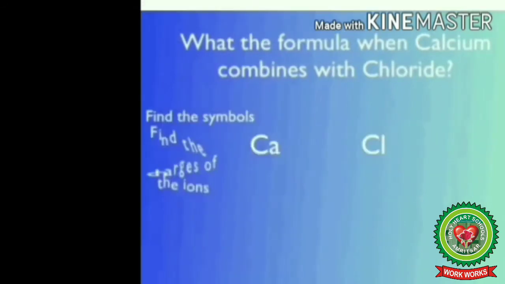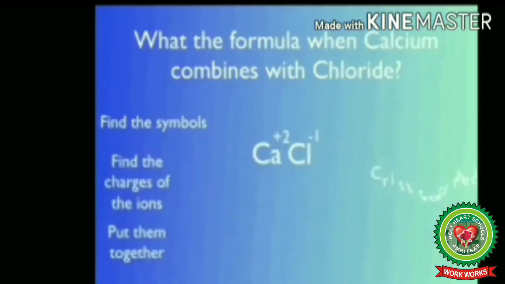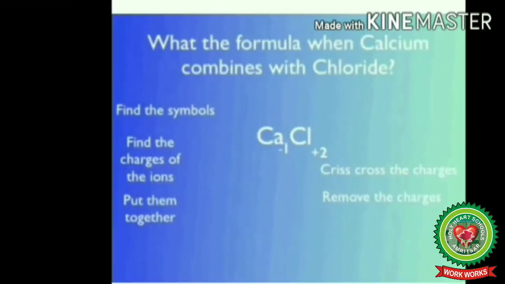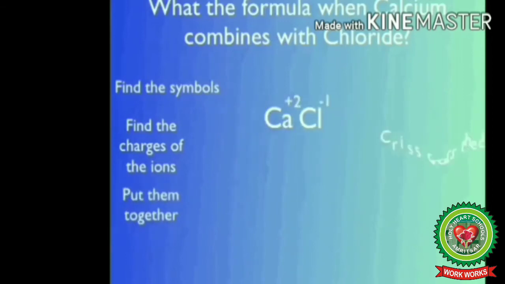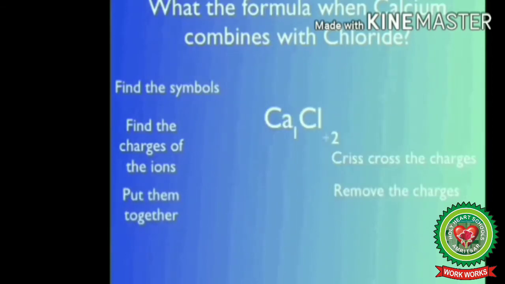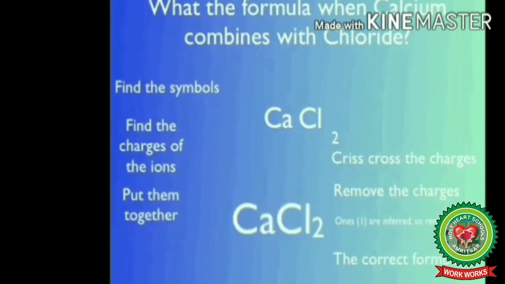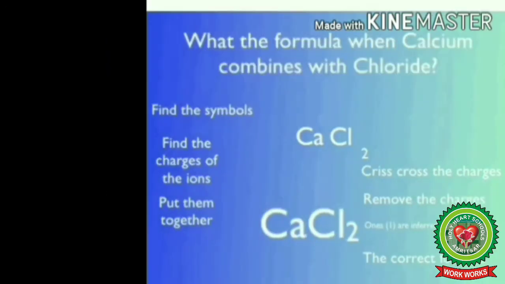One more example we will discuss. What's the formula when calcium combines with chloride? First, write the symbols of calcium and chlorine and write the charges of the ions, that is calcium +2 and chloride ion -1. Students, we interchange the valencies of calcium and chloride ions to get the formula CaCl2.